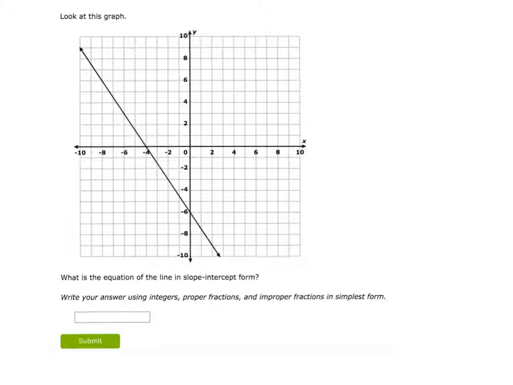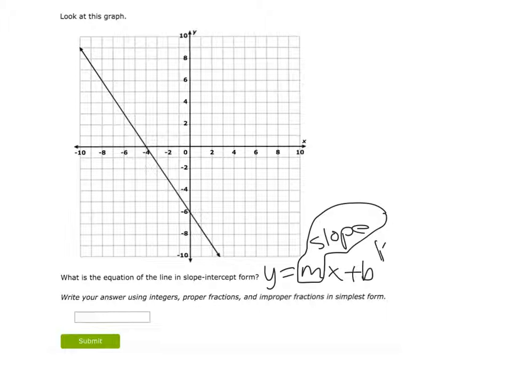Hello, this will be our last classwork for graphing using negative slopes. Our first step is to determine the equation in slope-intercept form, and that's going to be y equals mx plus b. Slope is going to be our m, and b is going to be the y-intercept.